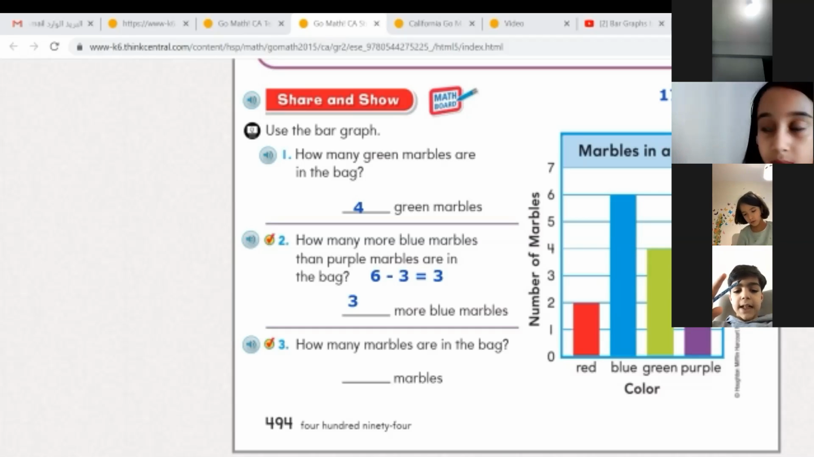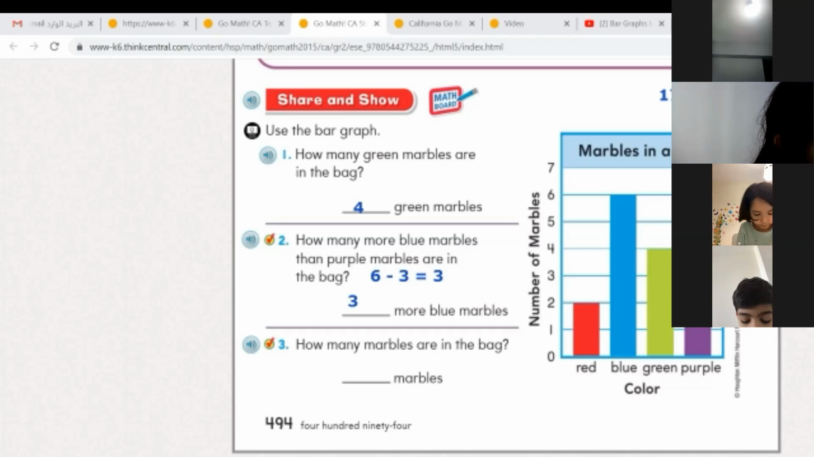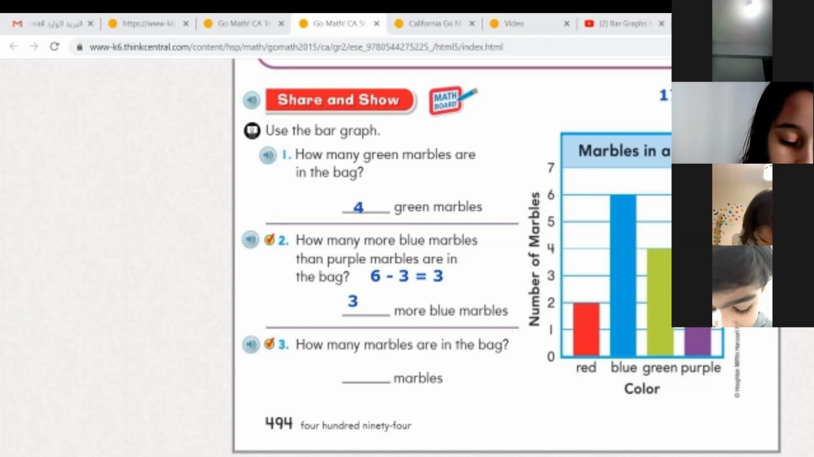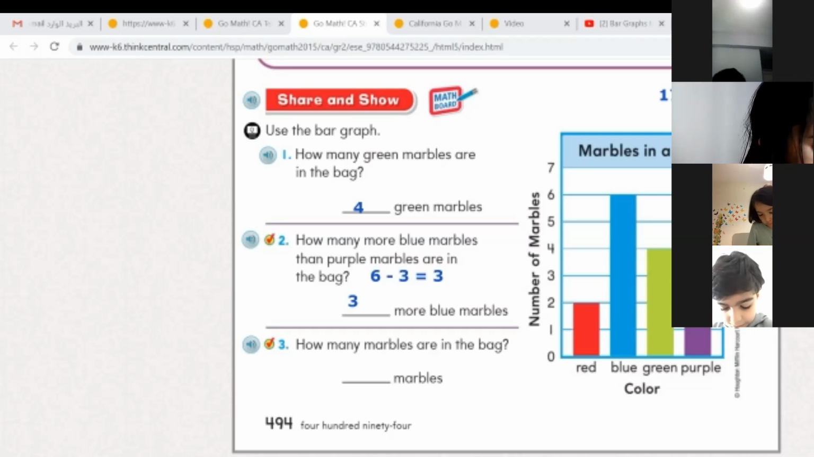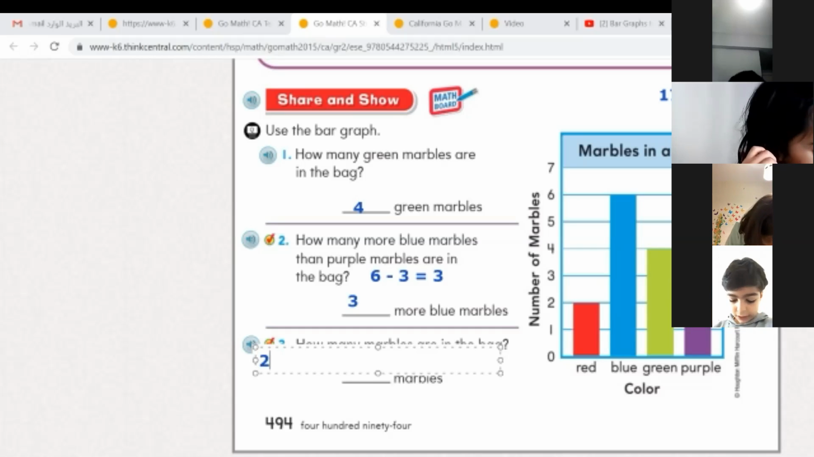Okay, yes, time. How many marbles are in the bag? How many marbles are in the bag? In the bag. How many? All the colors, okay? How many marbles in all? How are you going to count it? How many red? Tell me, how many red marbles are there?